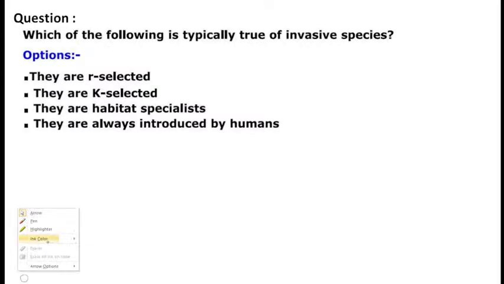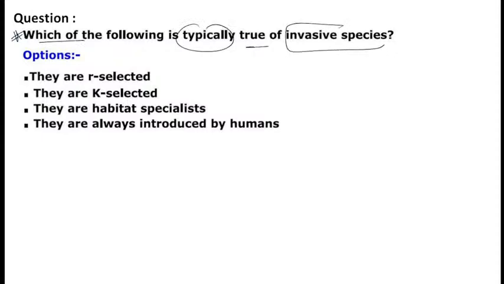Next question. The question is again a latest year question, and it is related to which of the following is typically true for invasive species. Now this concept is related to ecology, and again it is a very important concept. Get the answer for this particular question, which one is typically true for invasive species. Quickly mark the answers everyone for this question now.